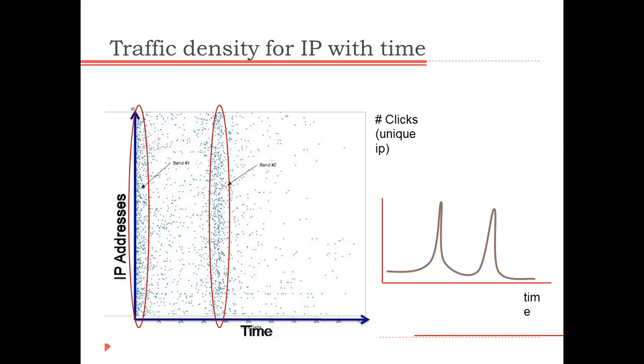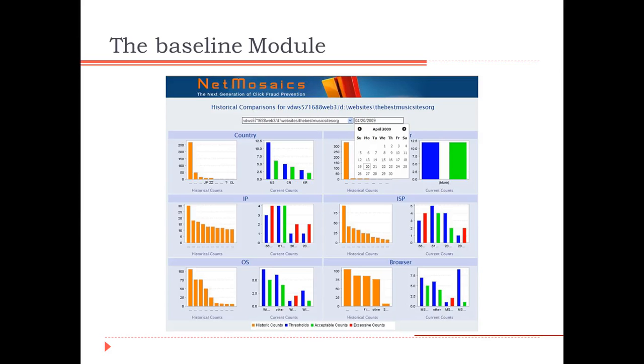If we plot the time versus traffic for the day, we can identify the regions where the traffic density is high. Using the baseline module of the NetMosaics system, we can easily identify these regions, which are here marked in red.